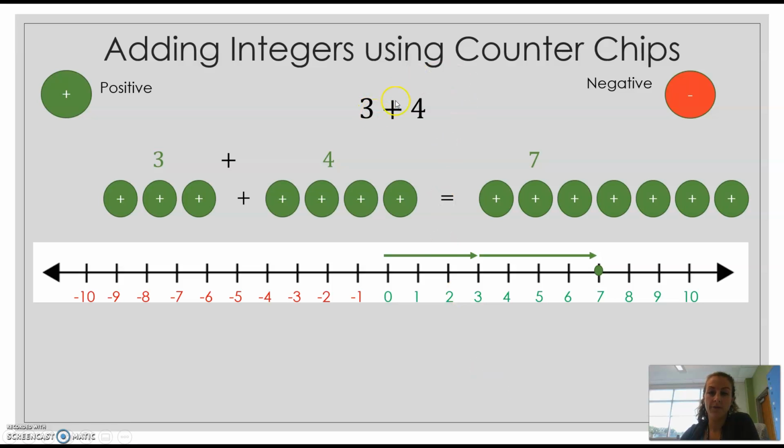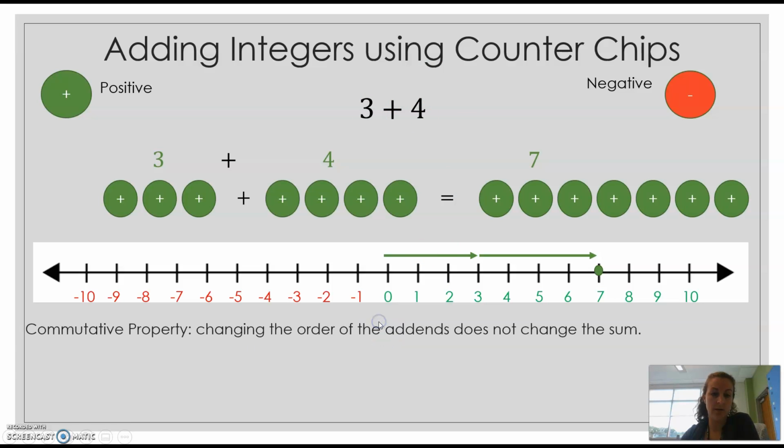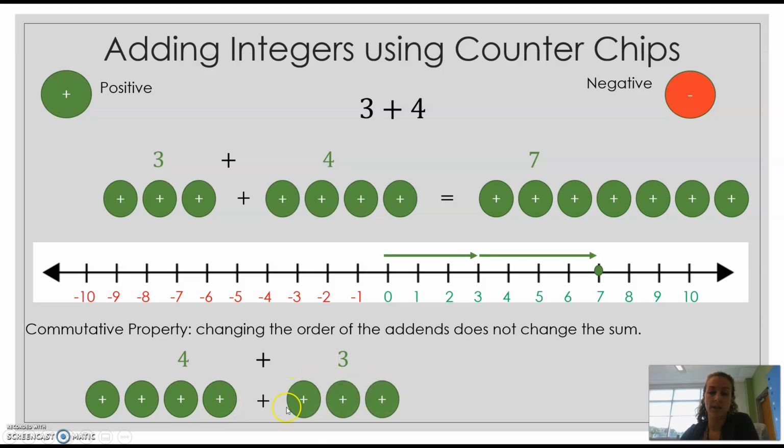Now, what if we had 4 plus 3 instead? The commutative property says that we can change the order of our addends and it doesn't change the sum. So if we change our order, we would get the same answer. 4 plus 3. Again, we have 4 positive counter chips and 3 positive for a total of 7 positive chips.